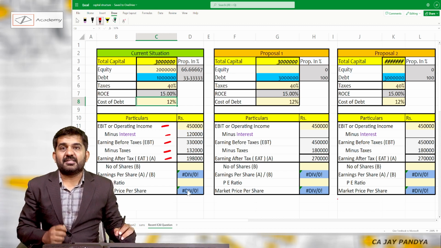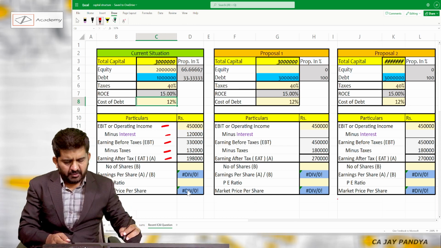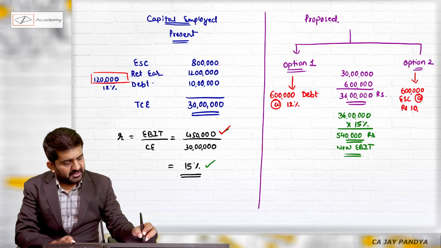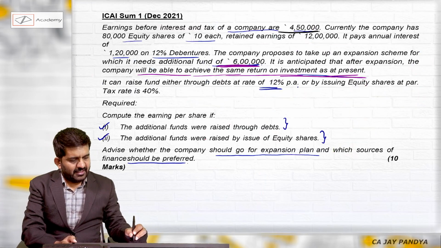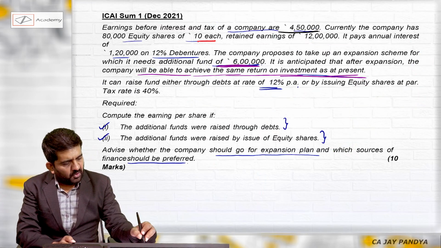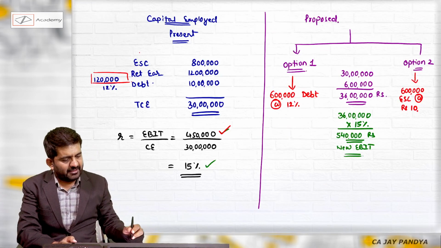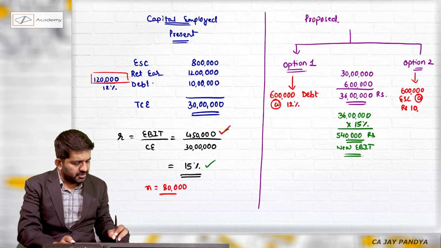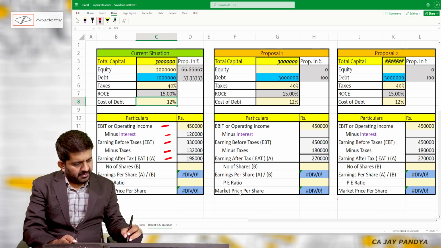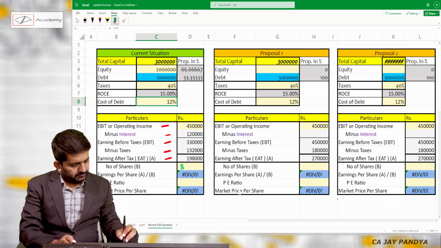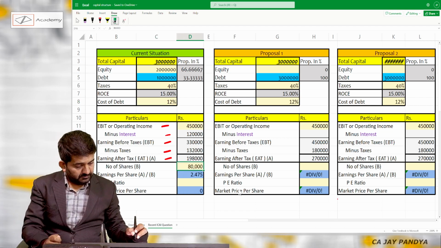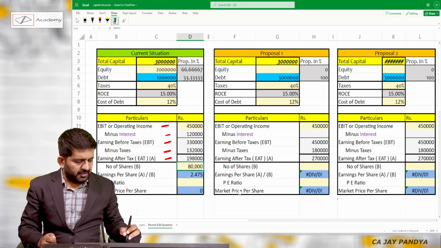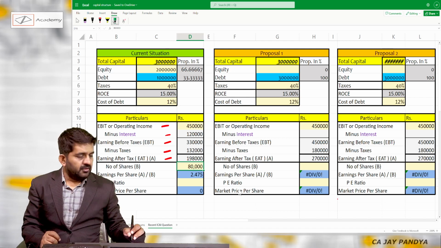Number of shares: how many shares will be there? How much equity share capital is there? 8 lakhs, and it is given that they are of 10 each. So there will be 80,000 equity shares in the current situation. And I will get the EPS, which is 2.475.